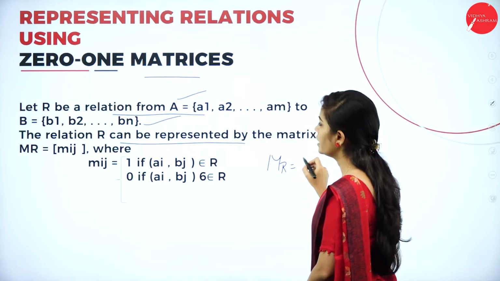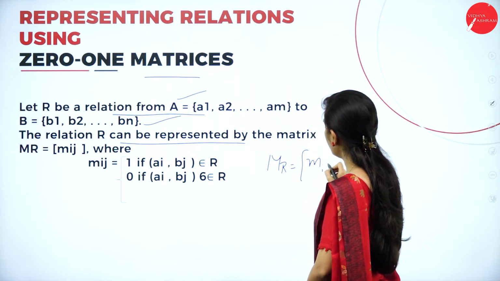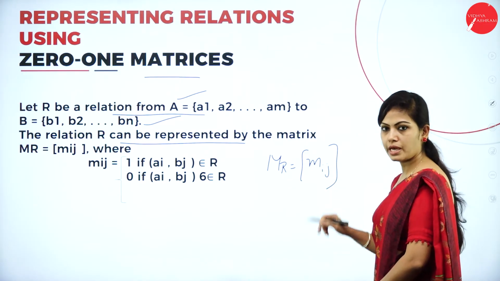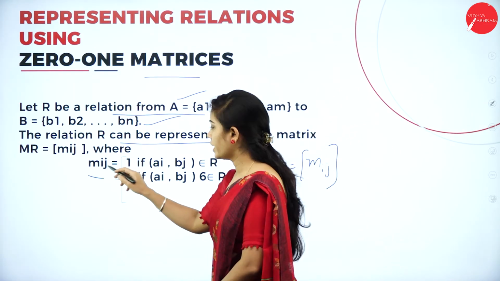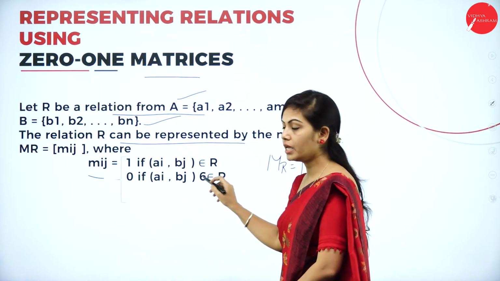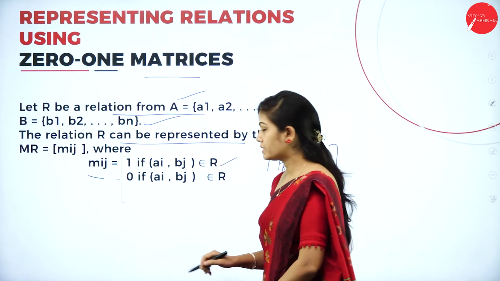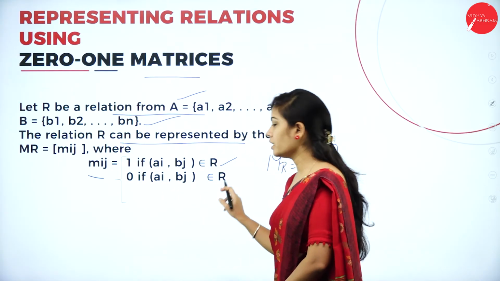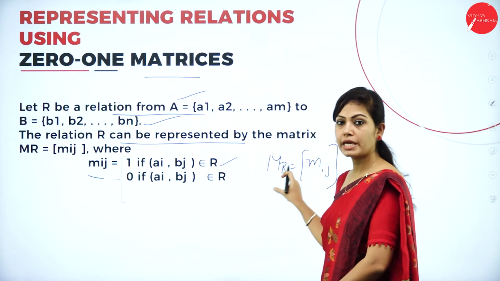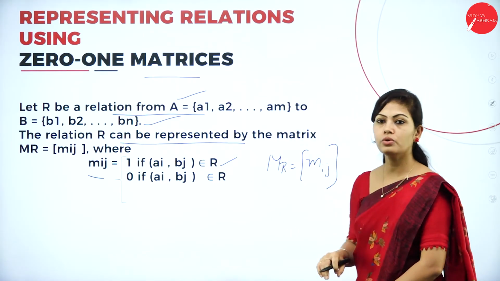The matrix representation is equal to Mij, with the number of rows and columns. MR is equal to Mij. Mij is equal to 1 if A of i, B of j belongs to R, and 0 if A of i, B of j does not belong to R.